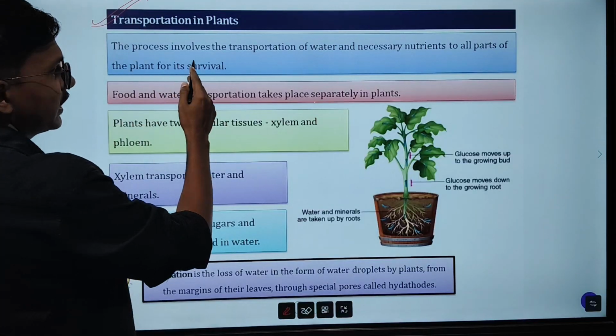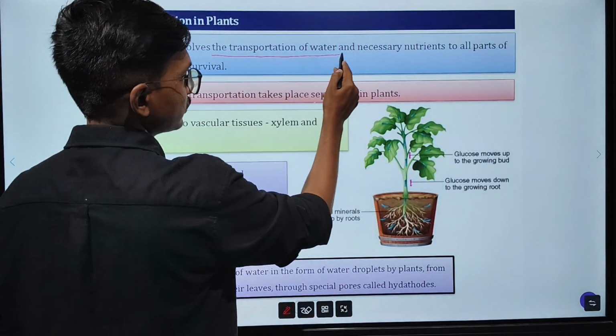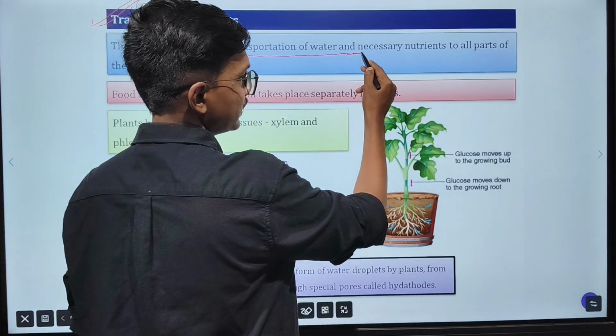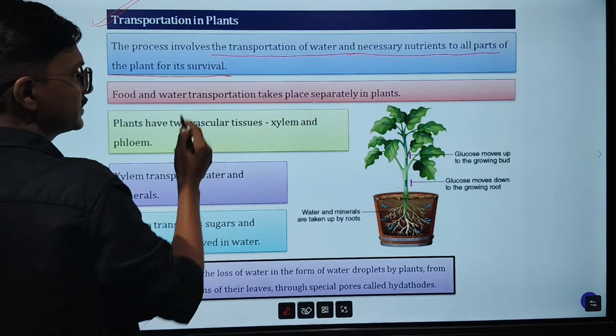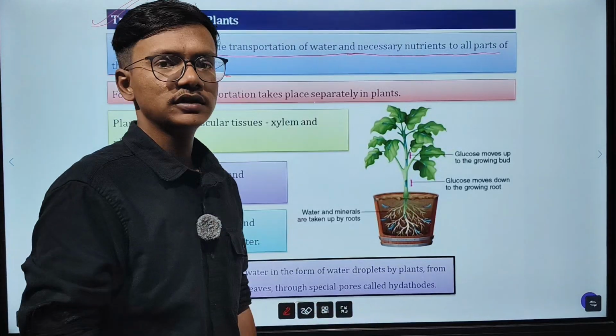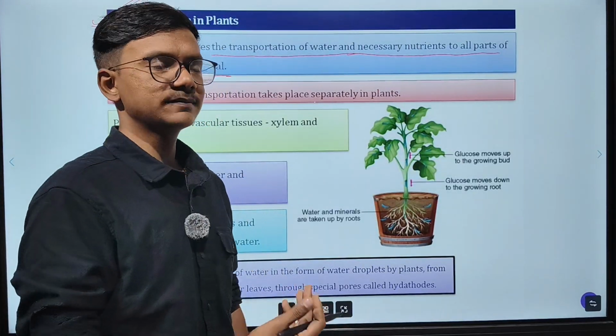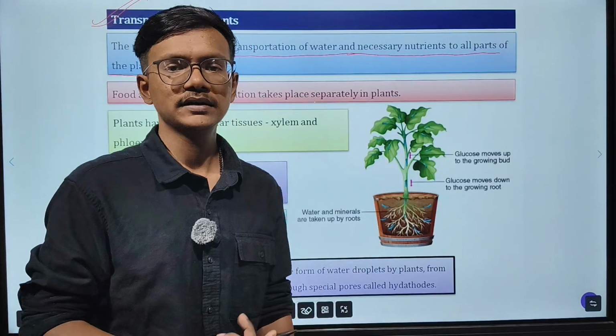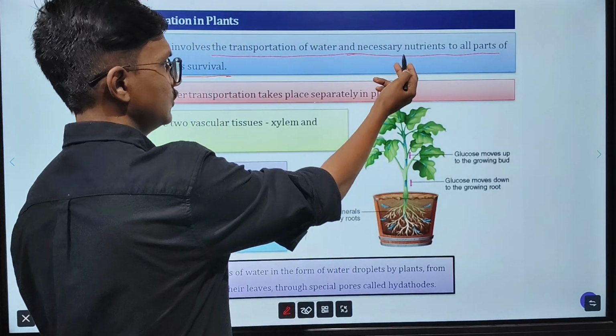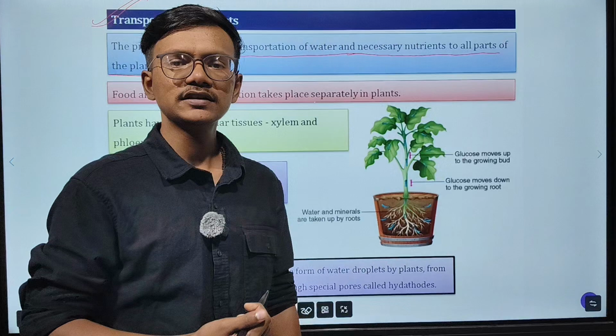So this is a process that involves the transportation of water and whatever the necessary nutrients are there to all parts of the plant for its survival. Before this we have seen transportation in animals. Now here we are seeing transportation in plants, like how the necessary nutrients and water will be transported inside the plant.